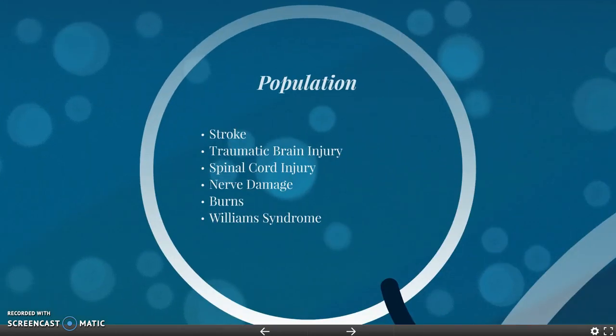Some of the population that commonly sees impairments from tactile localization include people who have suffered from strokes, traumatic brain injury, spinal cord injury, nerve damage, burns, and Williams syndrome. Williams syndrome is a genetic condition that is present at birth and is characterized by several medical problems, including cardiovascular disease and developmental delays and learning disabilities.